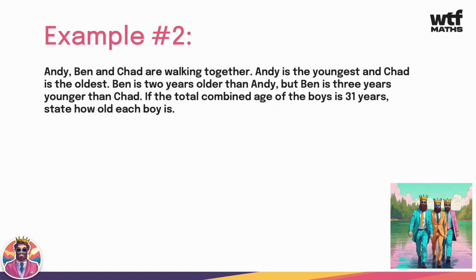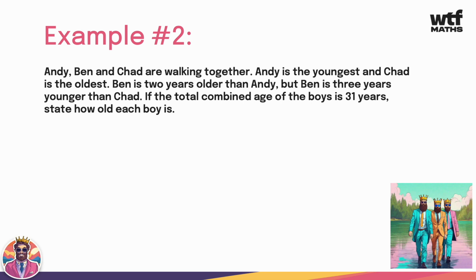All right, let's try a trickier question. Andy, Ben, and Chad are walking together. Andy is the youngest. Chad is the oldest. Ben is 2 years older than Andy, but Ben is 3 years younger than Chad. If the total combined age of the boys is 31 years, state how old each boy is.